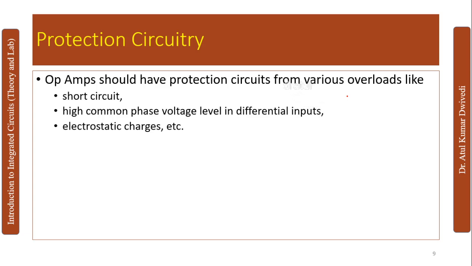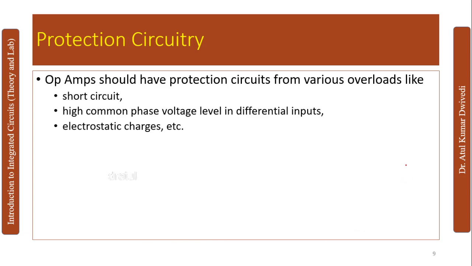So if you connect additional elements to the op-amp for protection, you have to sacrifice its operation speed, its dynamic range, and output signal swing as well. Because of the additional protection circuitry, they change something in the performance. They reduce the performance of the operational amplifier. Let us go one by one.